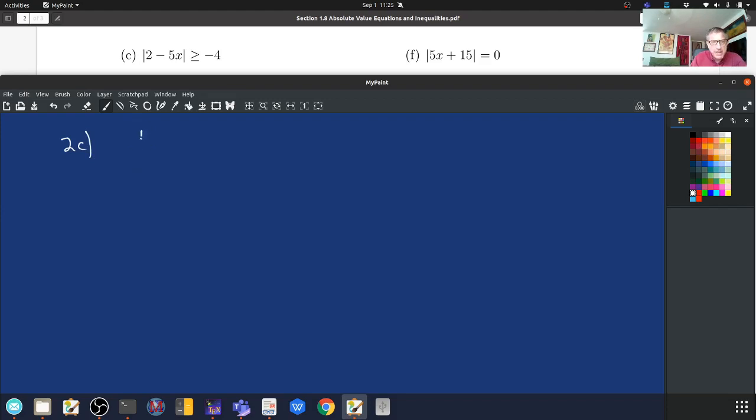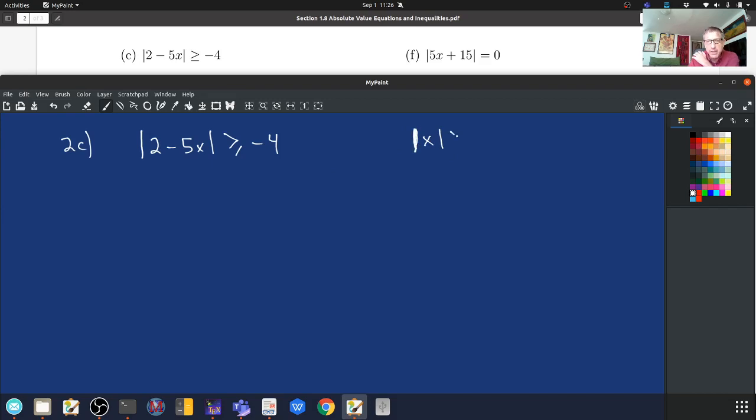So we're going to have the absolute value of 2 minus 5x is greater than or equal to minus 4. Well, I take that back. This is not the one that we can solve that way, but we're still going to solve that. So if you remember, if we have the absolute value of x is greater than, okay, it's the next one, I'm sorry, we'll do 2d that way.